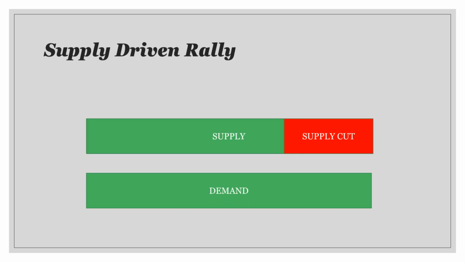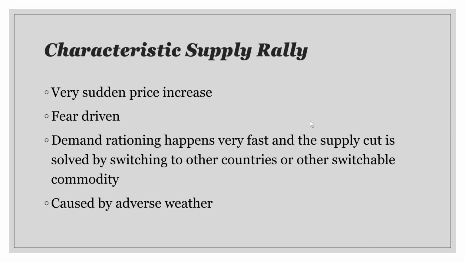It's just a bit of an illustration of the supply rally, where you see the demand is constant, but the supply is cut. But this is not a global supply cut. This is usually either South America or US, and this red part can be replenished once South America or US comes online. Again, just a breakdown of the types of rally that we talked about.